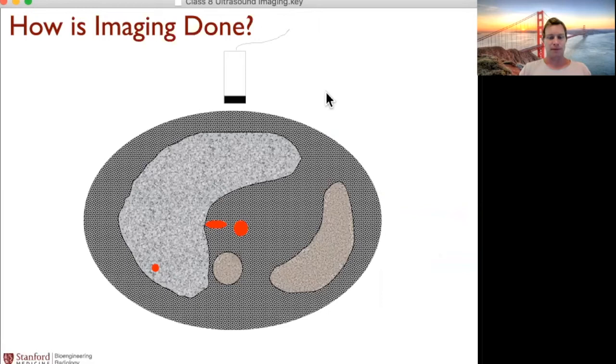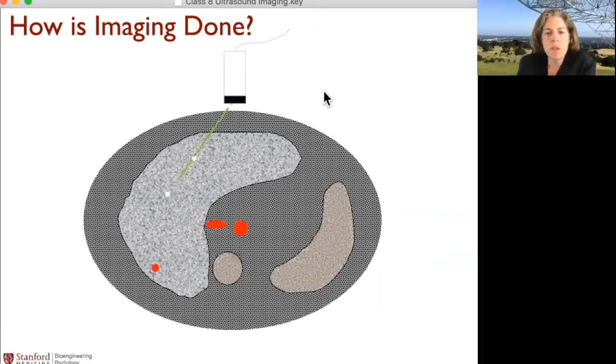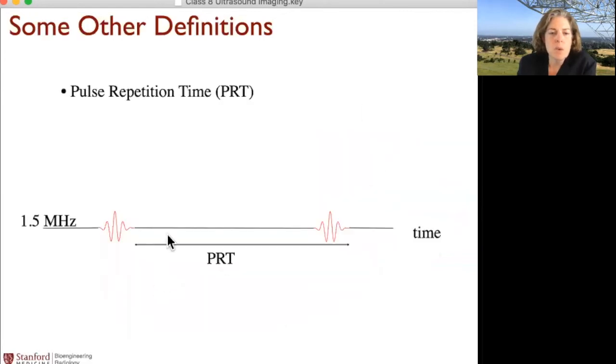Okay, so how is imaging done? We're going to send out a pulse. The echoes are going to come back. We're going to listen to all those echoes until that farthest one came back. And then we're going to do it again. Just as we mentioned, when the echo came back from the farthest distance, we do it again. So some other definitions. Pulse repetition time.